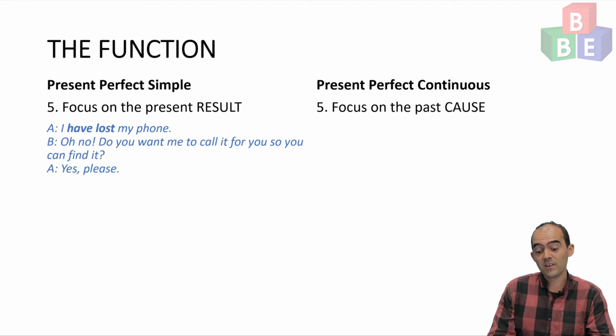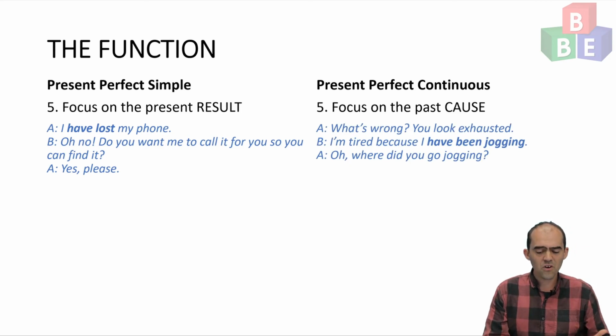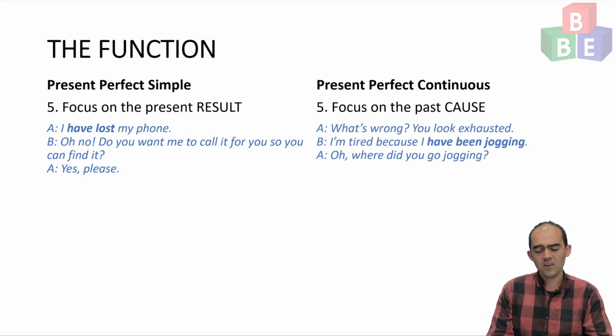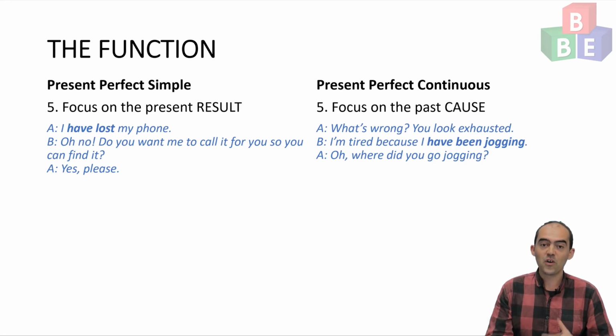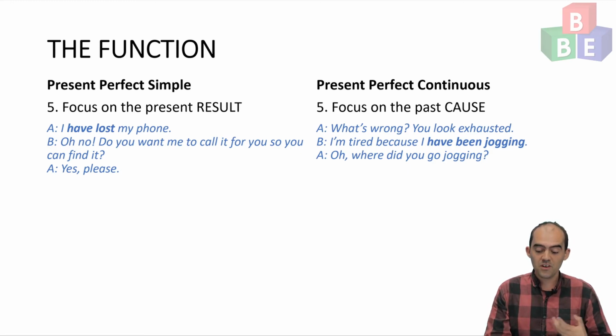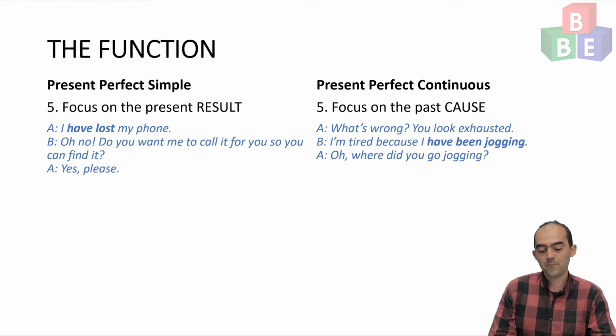Whereas the present perfect continuous focuses on the past cause. So I could say, oh, what's wrong? You look exhausted. And you might say, I'm tired. Why? Because I have been jogging. You are focusing on the reason, the cause for you being exhausted.